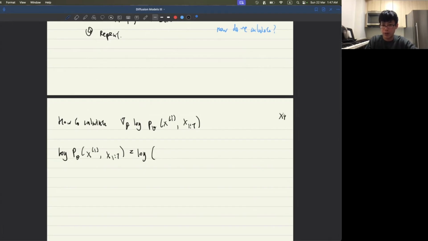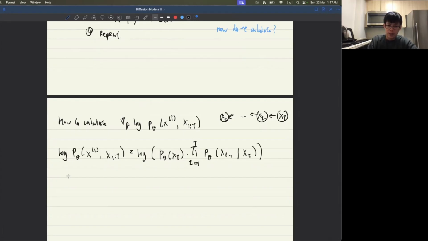So remember our backward diffusion process, we start from xt to xt minus 1 all the way to x0. We can decompose it into p theta of xt times the product from t equal to 1 to T of p theta of xt minus 1 given xt. And this is really equal to the log of p theta of xt plus the sum of the logarithm of the probability density of each intermediate step in the backward diffusion process.